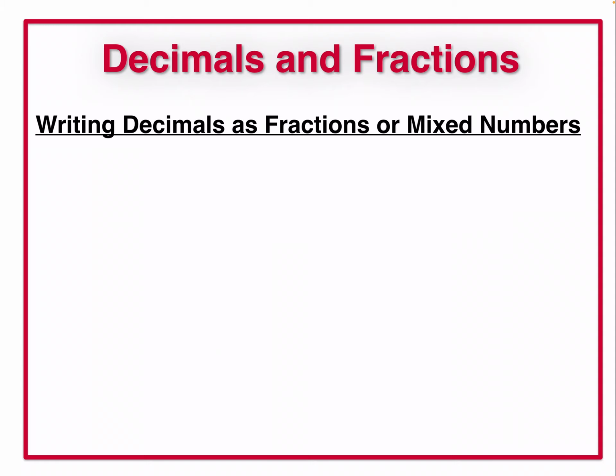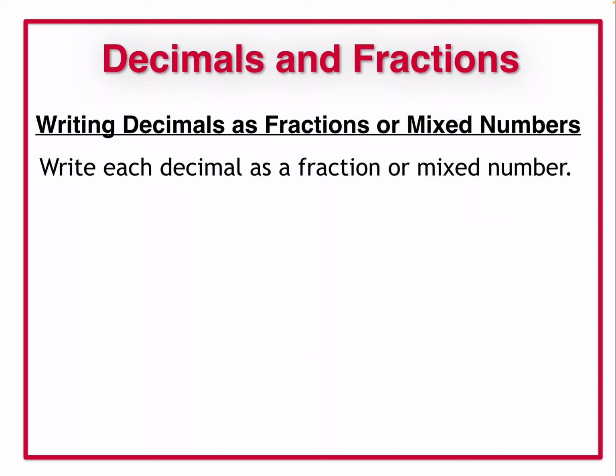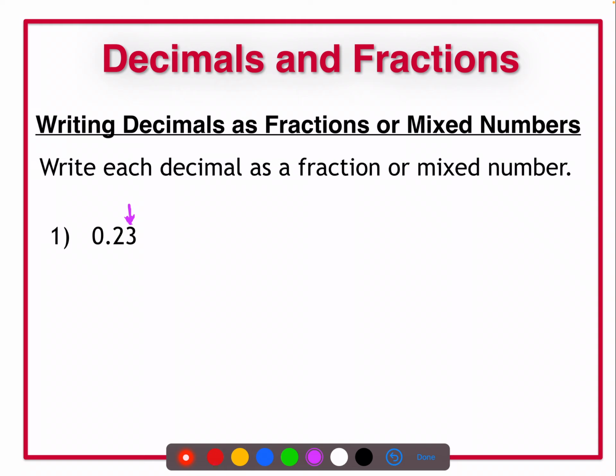Now, writing decimals as fractions or mixed numbers. Write each decimal as a fraction or mixed number. So we have to write 0.23. It's a decimal. We're going to write it as a fraction or mixed number. So we have to look at the last place value. The 3 is in the hundredths place, that means it's 23/100ths. You can then check if you can simplify, and that will be the final fraction. In this case, we cannot simplify, so the answer is just 23/100ths.